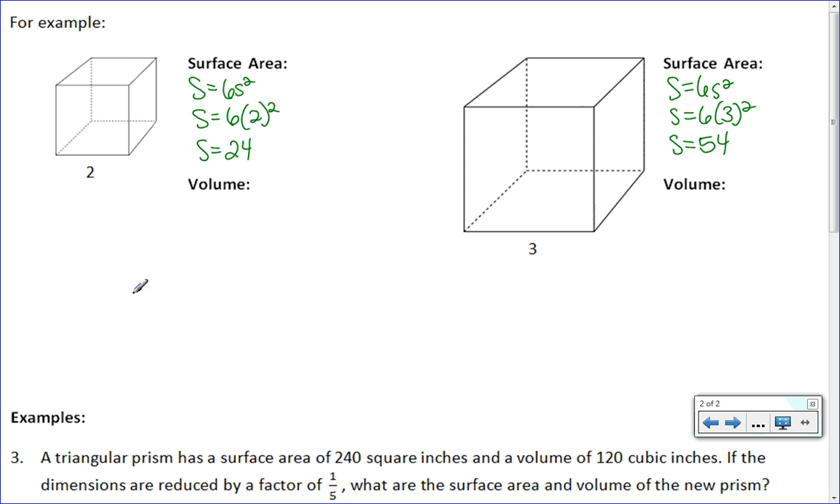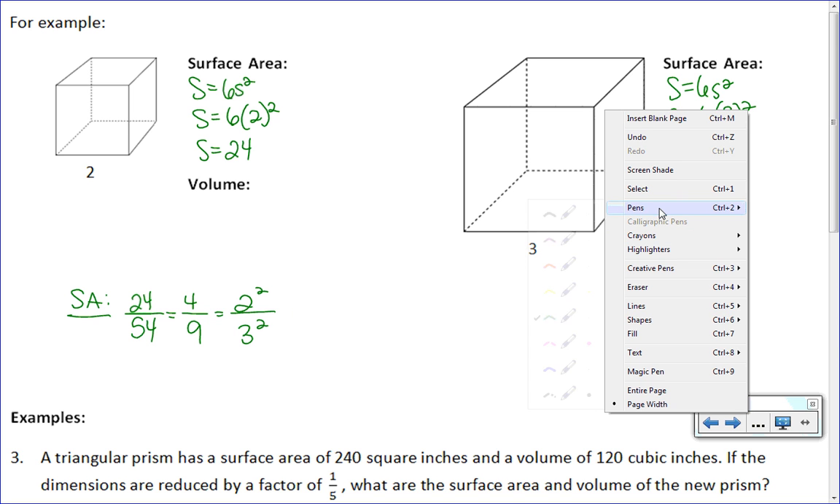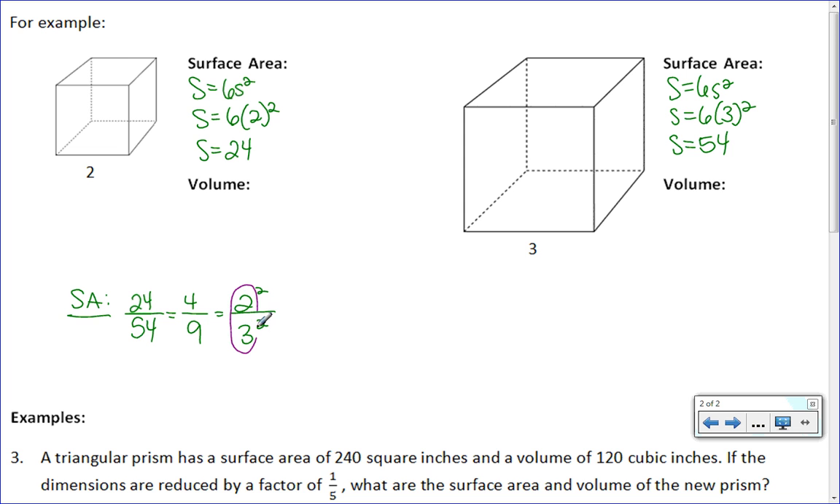So if we just look at surface area, these two have a ratio of 24 to 54. And if I were to reduce this, I could divide both of these by 6, and I would end up with 4 over 9. And this is completely reduced. Well, this is clearly not the same ratio as the side lengths, which have a ratio of 2 to 3. However, 4 is 2 squared, and 9 is 3 squared. And so right in there you see that ratio of 2 to 3. But the surface areas don't have a ratio of 2 to 3, they have a ratio of 2 squared to 3 squared, or a ratio of 4 to 9. So surface area does not have the same ratio as the side lengths itself. It has that same ratio squared.